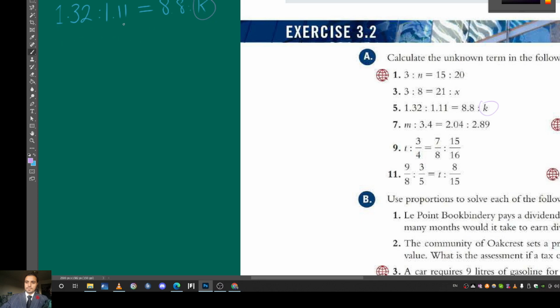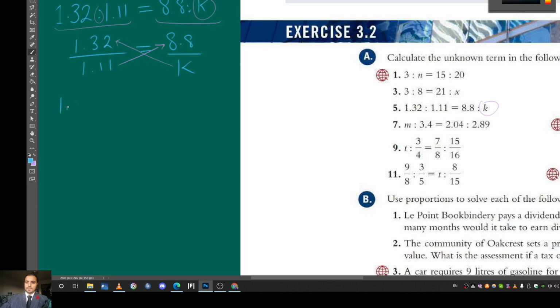So this is again a proportion. So proportion is when two ratios are equal. So we got this here and this here, and this sign, obviously the ratio sign also means division. So we can write these as 1.32 divided by 1.11 equals 8.8 divided by k. Now we learned about cross multiplication, so this gets multiplied with this, this gets multiplied with this. This is a shortcut.